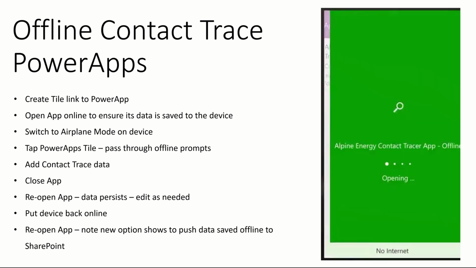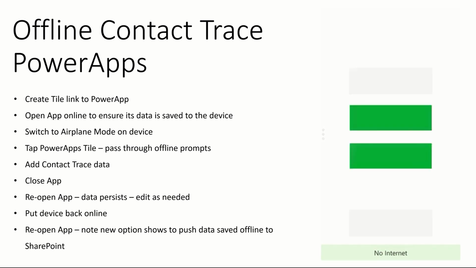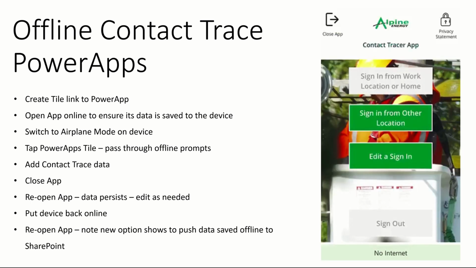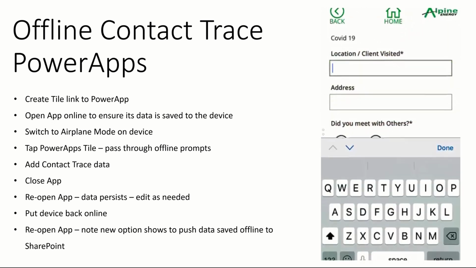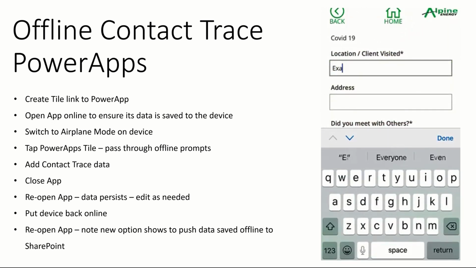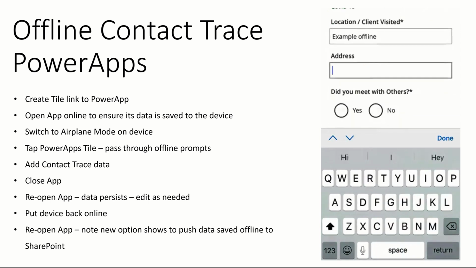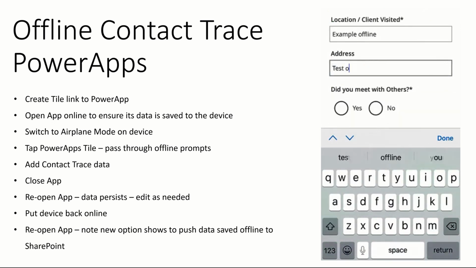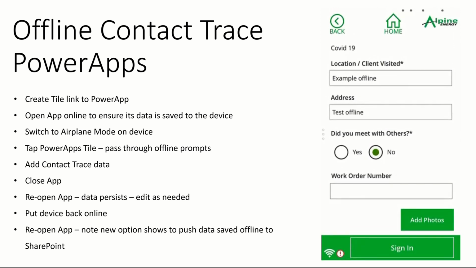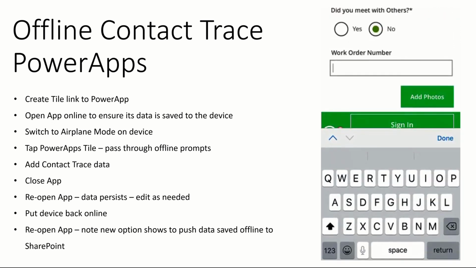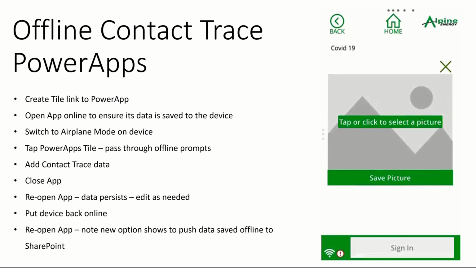You'll get some prompts to say you're offline, and that's okay. PowerApps will open and tell you you're offline, so let that load up. From here you can sign in from another location. A couple of the other options are grayed out because they need a data source, but this screen does not. So just type in your data. Add your work order as needed, and then add photos as required.